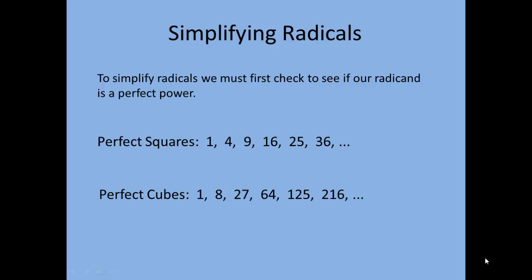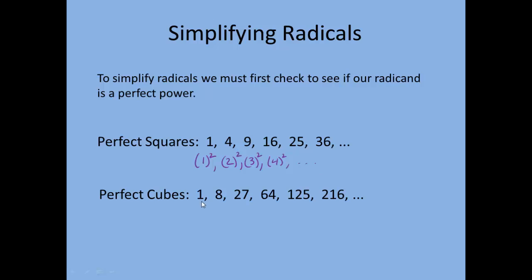So for the perfect squares, 1's a perfect square, 4, 9, 16, 25, 36. Basically any number that you can multiply by itself that gives you a number is a perfect square. So 1 is a perfect square because it's 1 times 1, or 1 squared. Right? 4 is a perfect square because it's 2 to the second power, or 2 times 2. 9 is a perfect square because it's 3 to the second power, right? 3 squared. 16 is a perfect square because it's 4 squared, and so on. We can keep going like that.